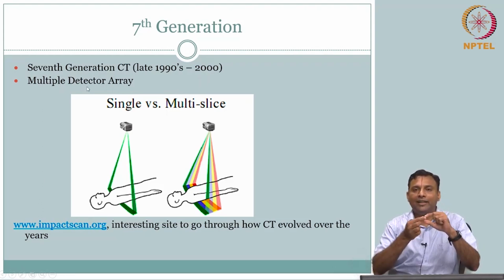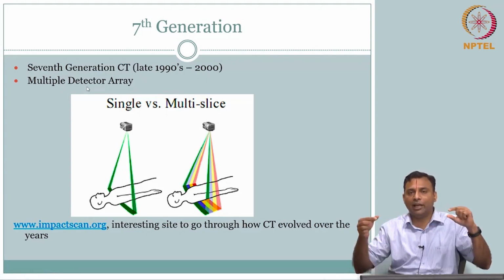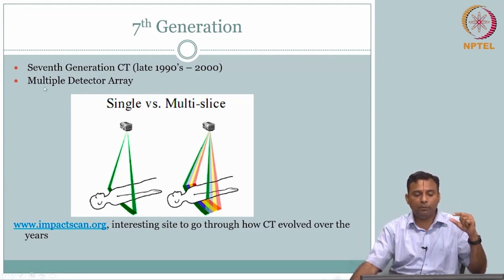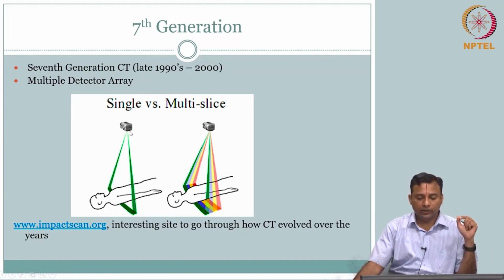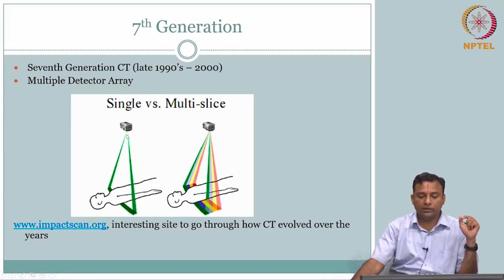When they say array, it means you have several elements, an array of elements. Now you have multiple detector arrays. This is the fan beam, and you have one full array. This was the thing in the 3rd generation, 4th generation. In the 4th generation, essentially you were rotating and getting it. So in the 3rd generation, for example, you got one array. Now what you are doing is you can get multiple arrays.